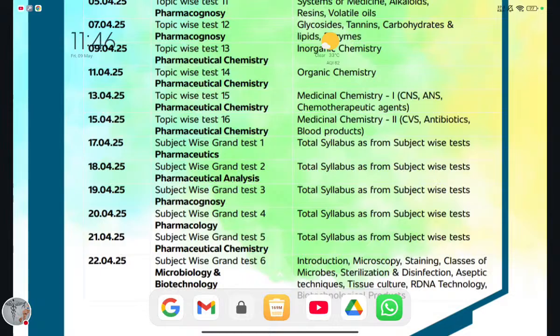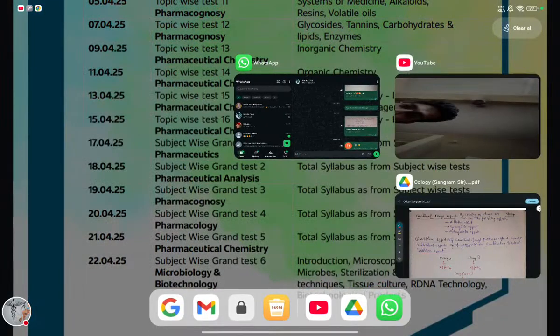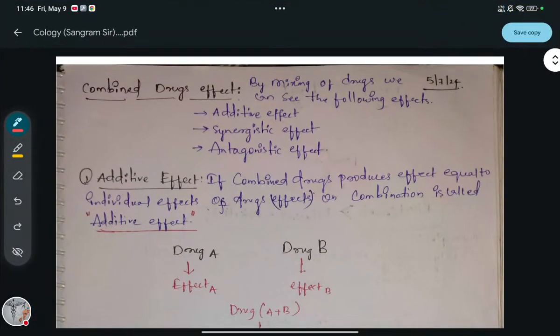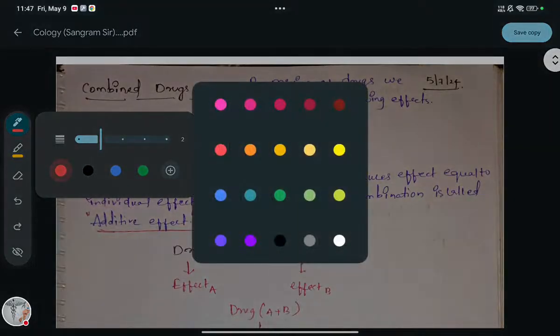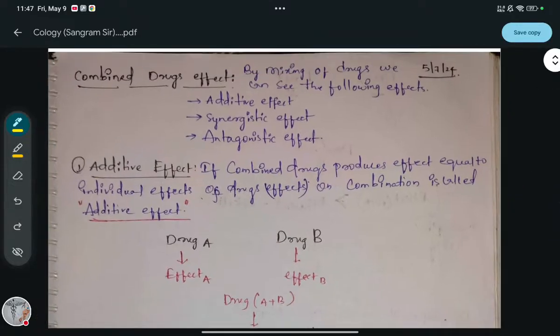So, we are going to start a very important part of medical education, that is pharmacology. We are going to start pharmacology today, and we have to complete general pharmacology today only. Am I clear? So let's start with the very basic: combined drug effects.